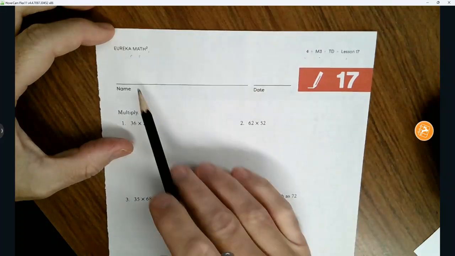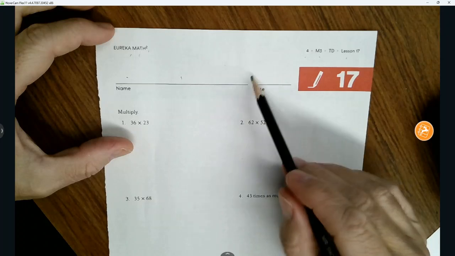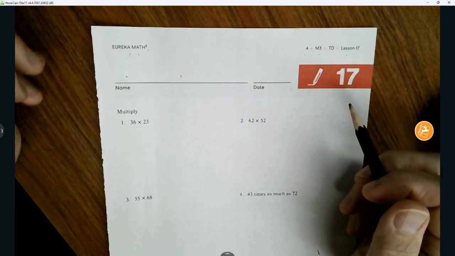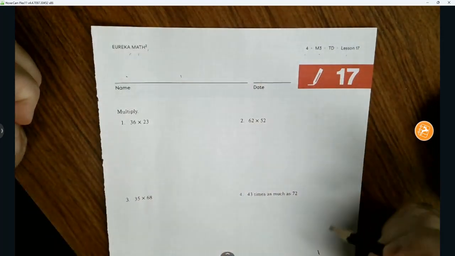Look, there's spots up here. Write your first name, your last name. If you have a class number, write that down. If you know today's date, which you should, write that down here. Get used to it. It's going to save you a lot of problems. In my class, if you don't have a name on there, it goes right in the trash can.